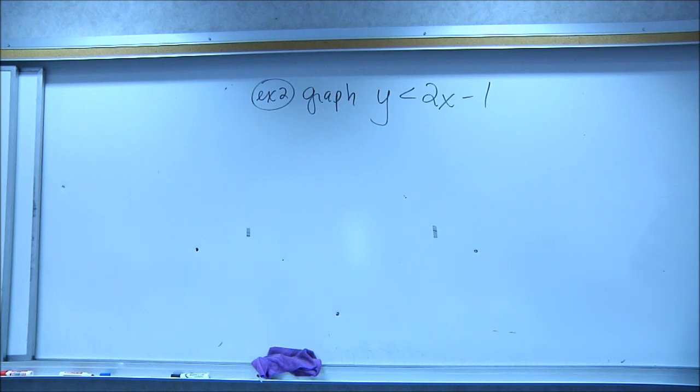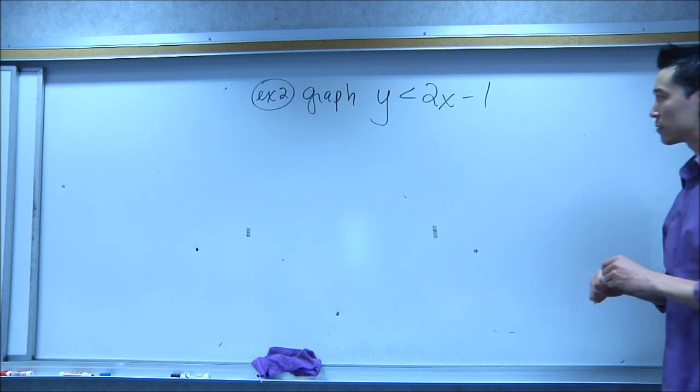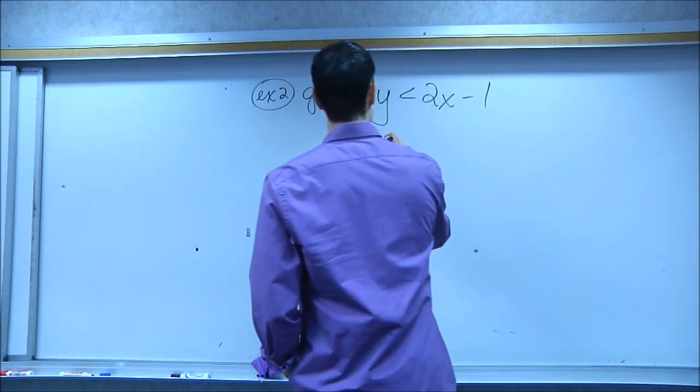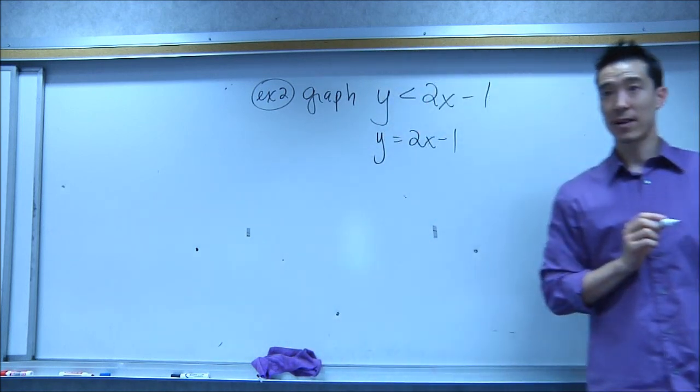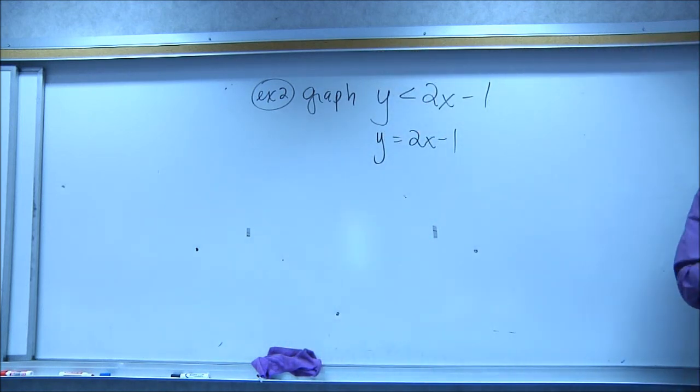All right, let's all do this together. What's my first step? Pretend it's equal. Pretend it's equals. Thank you. Y equals 2x minus 1. Can anybody tell me how to graph that? There's a million ways, but pick one way.